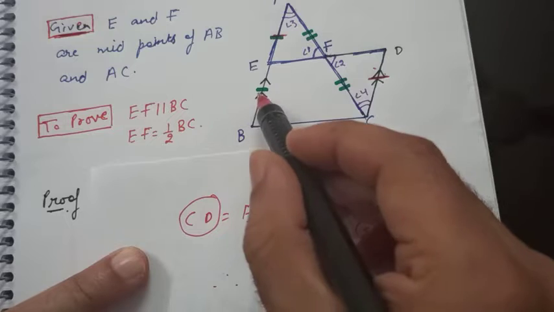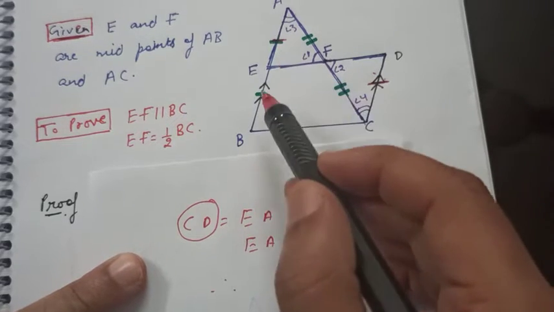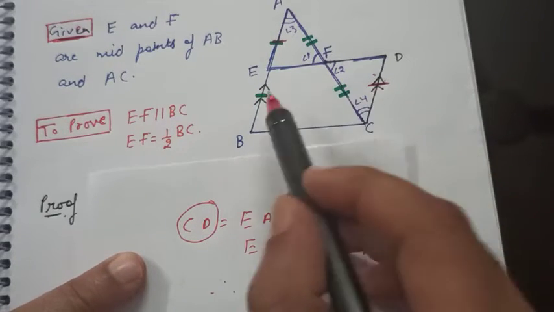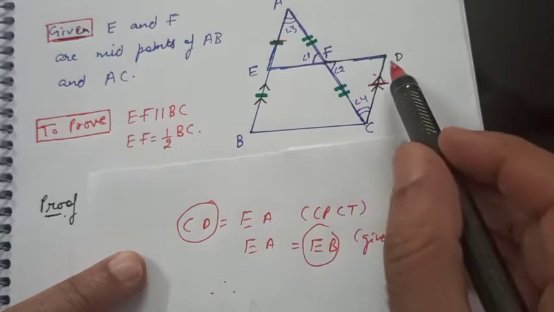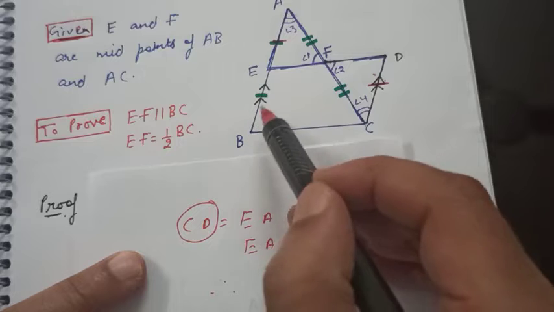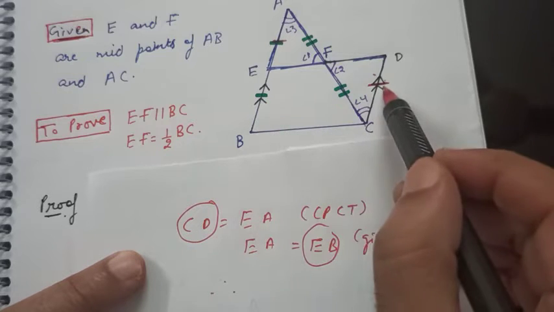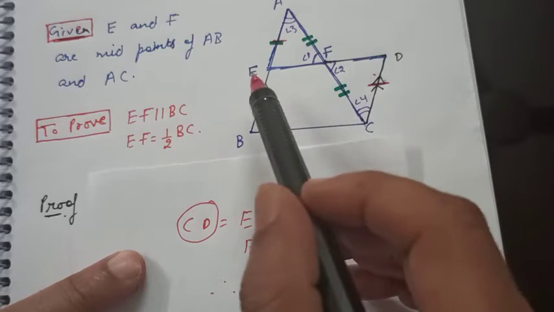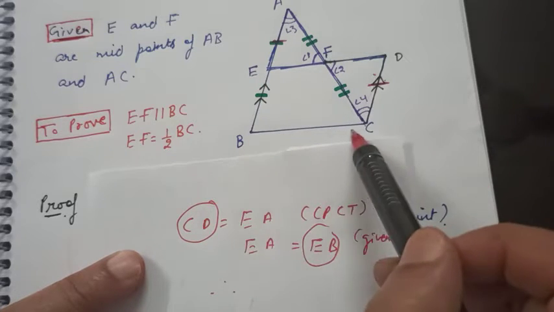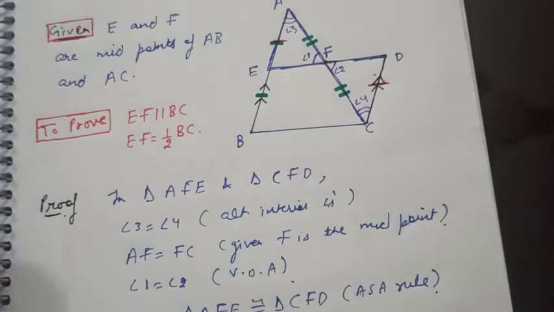CD will be equal to EB, right? Because this is equal to this, but this is equal to this given to us. Therefore both will be equal, and these are also parallel. And I know by the required condition, if one pair of opposite sides is parallel, which was by construction, and equal, so therefore this will be a parallelogram. So therefore I can say that EF is parallel to BC, right?